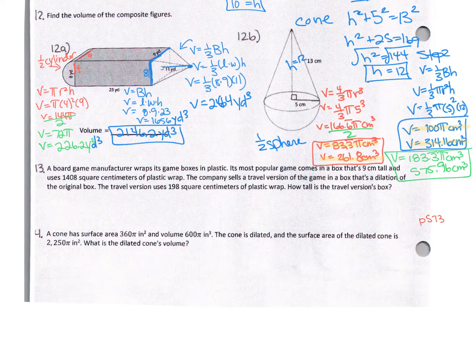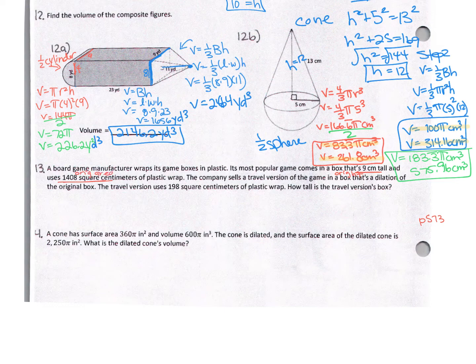A board game manufacturer wraps its box in plastic. The most popular game comes in a box that's 9 centimeters tall. So this is the original height. And then it uses 1,408 square centimeters. So this is the original area.